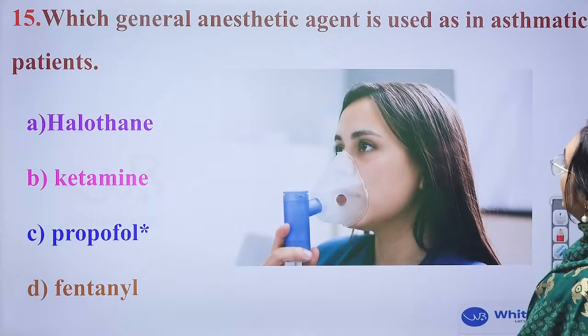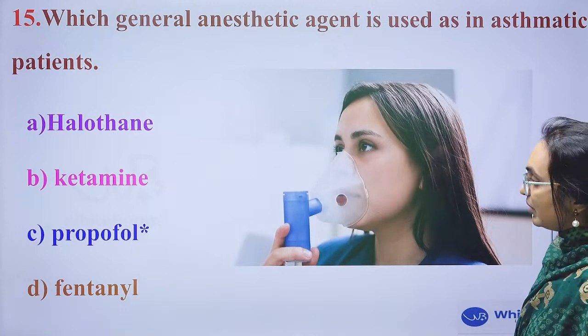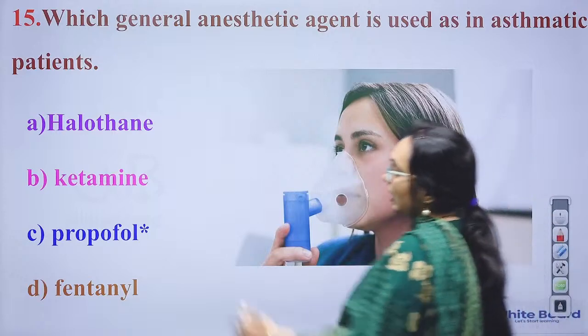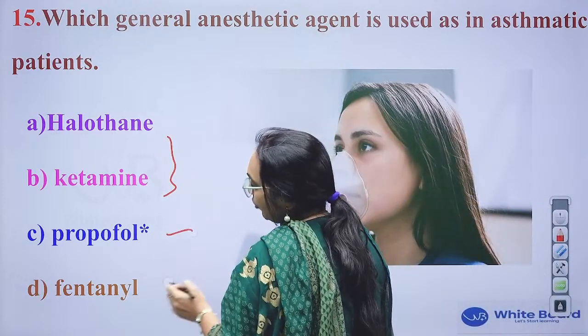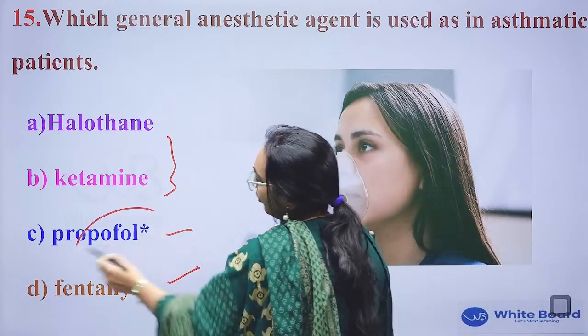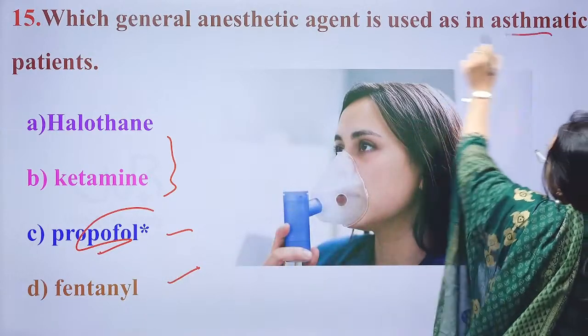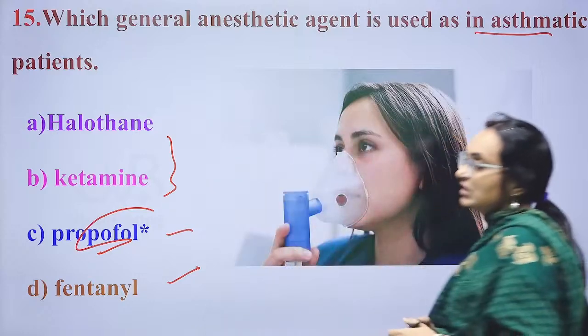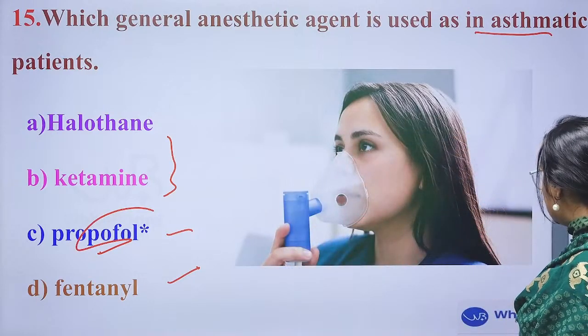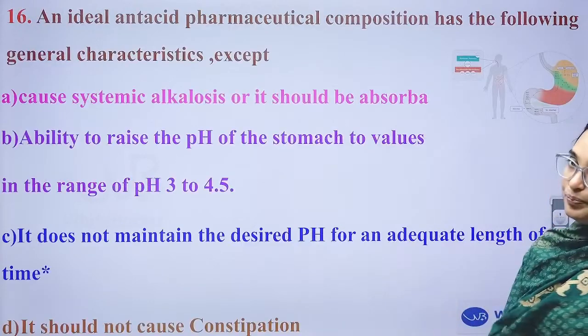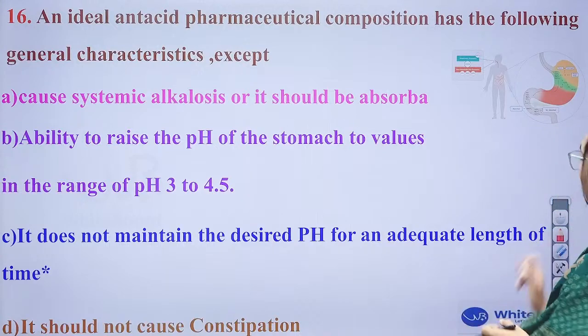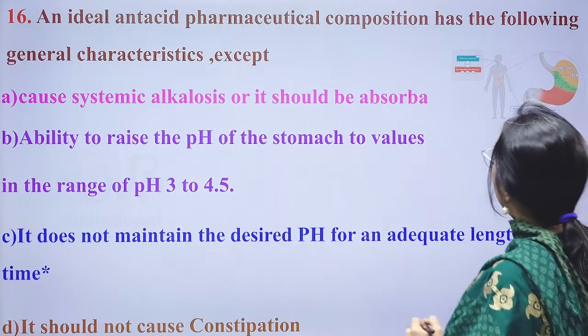Which general anesthetic agent is used in asthmatic patients? Halothane, ketamine, propofol, fentanyl. Here propofol is the drug which is used for asthma patients. The anesthetic which is used for asthma patients is propofol. Answer is C.